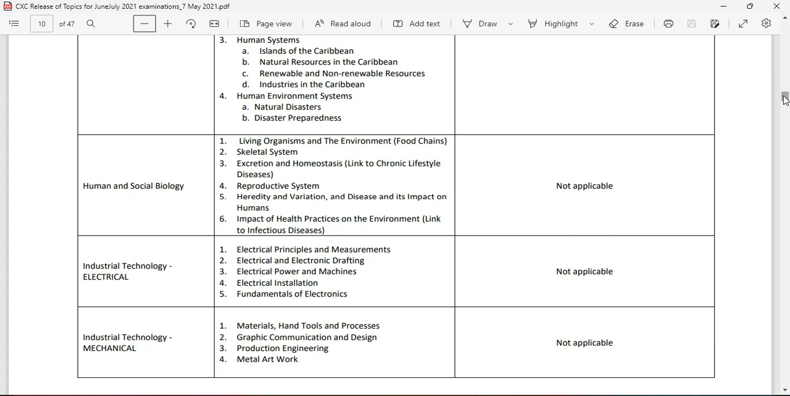Disease was really wide. I think on the paper last year one of the questions was, why is it important to have a bath? That was really a big one. Impact of health practices on the environment linked to infectious diseases.